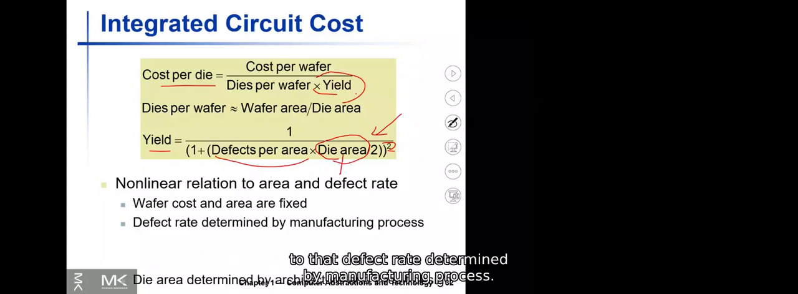There is a nonlinear relation to area and defect rate, and wafer cost and area are fixed. You get wafers. Fixed means sometimes it changes because the technology changed, but when you go to cut the wafer, cut the sand, these things are almost fixed compared to that. Defect rate is determined by the manufacturing process, and die area is determined by architecture, the number of transistors that you want to put on that area, so it will define the area.